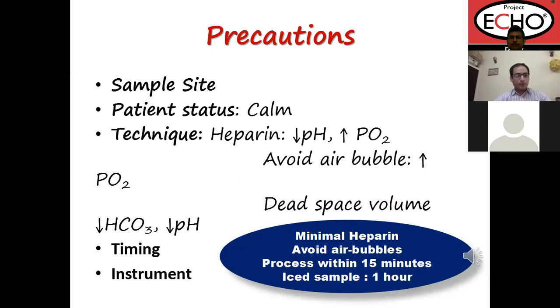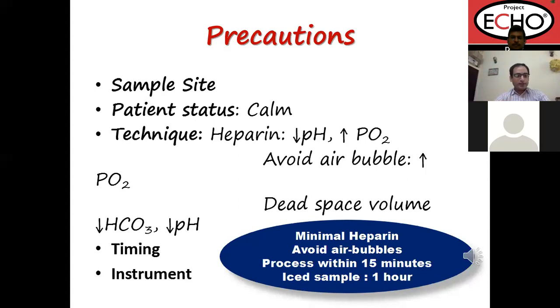Also, during sample processing, there should be no air bubble. The normal partial pressure of air, which is present in the air bubble, is around 150. So inadvertently, most of our babies' PO2 is less than 150. So the oxygen will move from the higher concentration in the air bubble into the blood, and it will give you a false high PO2 and low CO2.